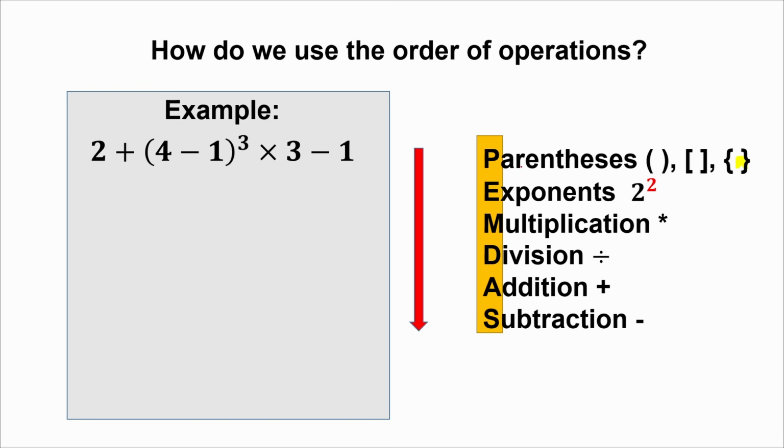Maybe we have like everything. And here's a quick example, like in conclusion. I really hope you understand it. So here's our quick example: 2 plus (4 minus 1) to the power 3 times (3 minus 1). And of course, our key checklist right here, our PEMDAS order of operations.